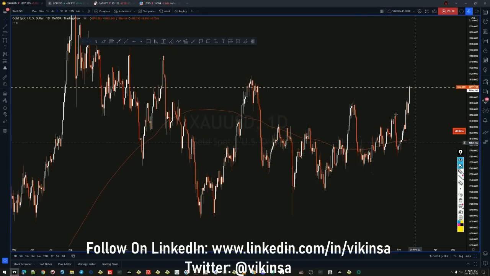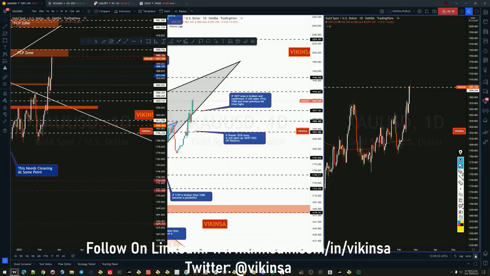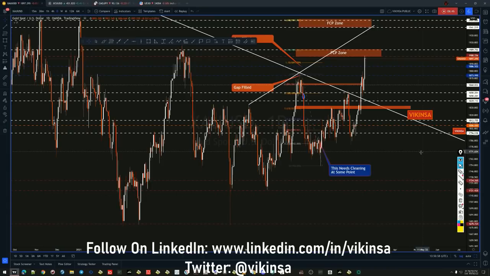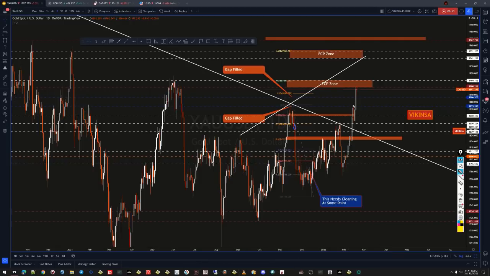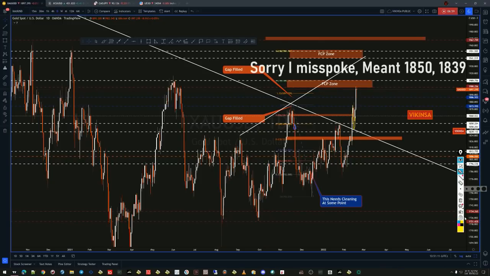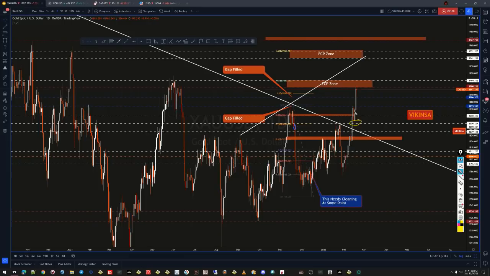Okay, so this was the higher time frame scenario. Now let's go and look at our analysis. Now on our analysis, even before that, we expected the market to come down last week and perform some kind of test around 1950, or maybe at the most 1939. And this is what the market has done. It came to 1950 here, and then it started to go back up. So this is what we were expecting.